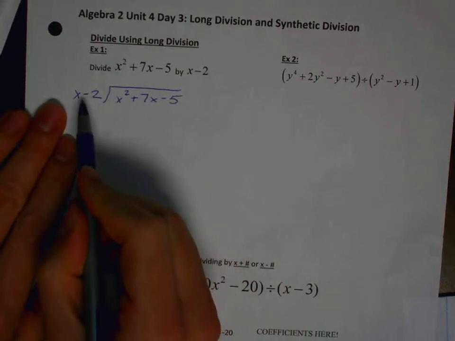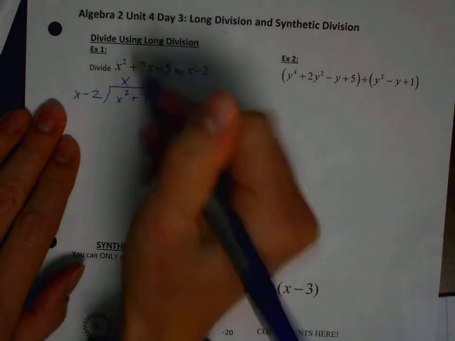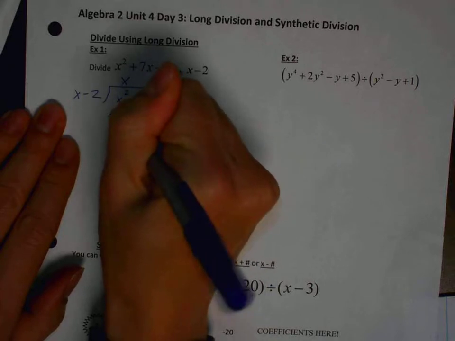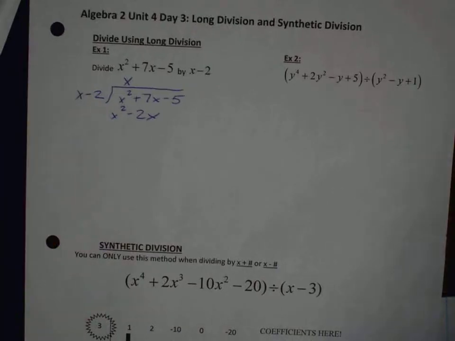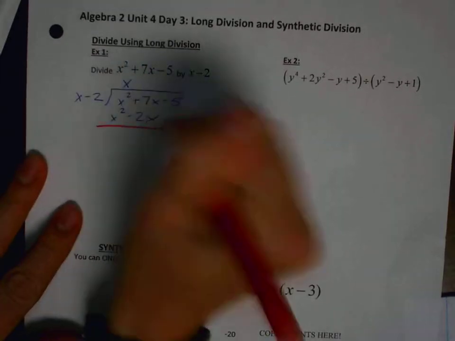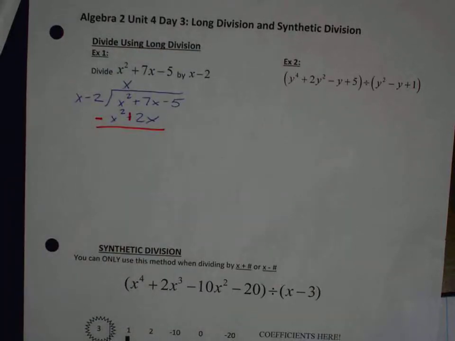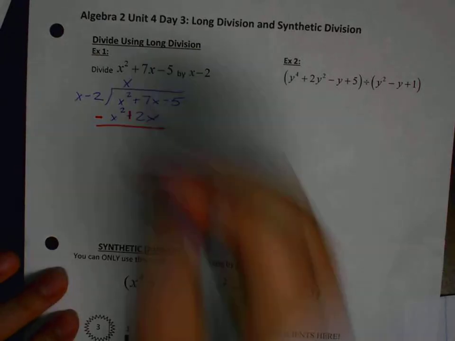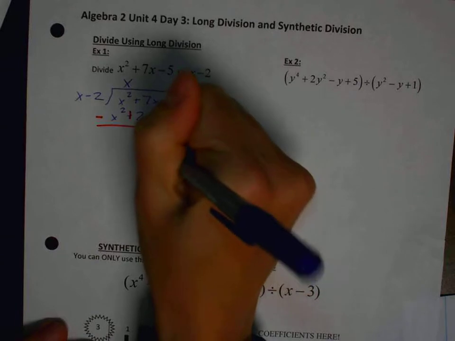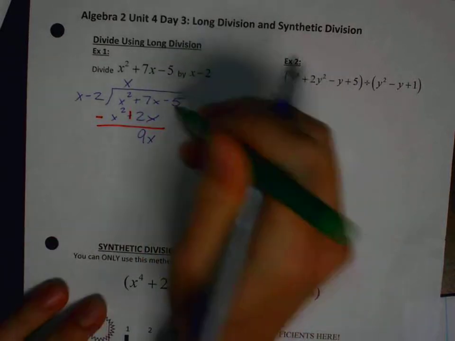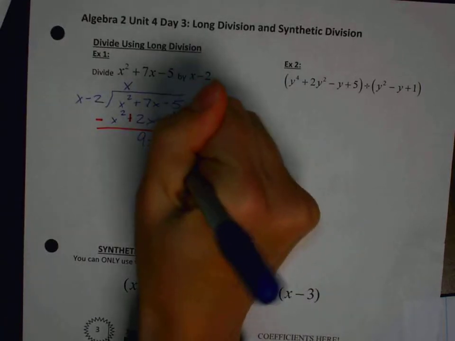So now I divide. X goes into x squared, x times. Multiply. X times x is x squared. X times negative 2 is negative 2x. Now you need to subtract. That means your signs are changing on both things. That becomes a minus, that becomes a plus. So now I've got x squared minus x squared is 0. 7x plus 2x is 9x. And now bring down. So this minus 5 gets brought down.